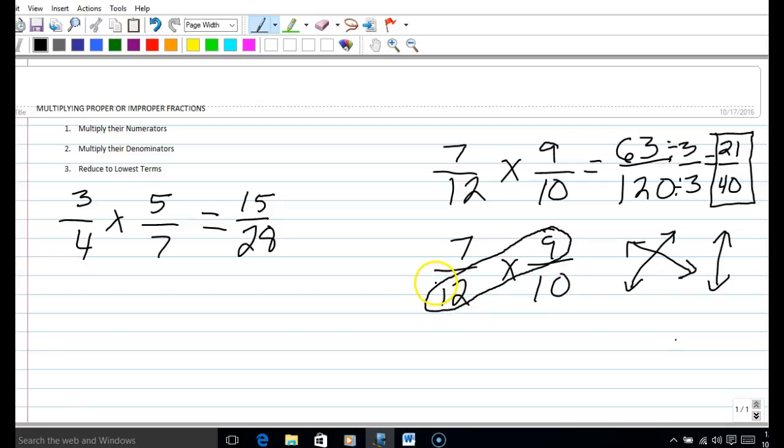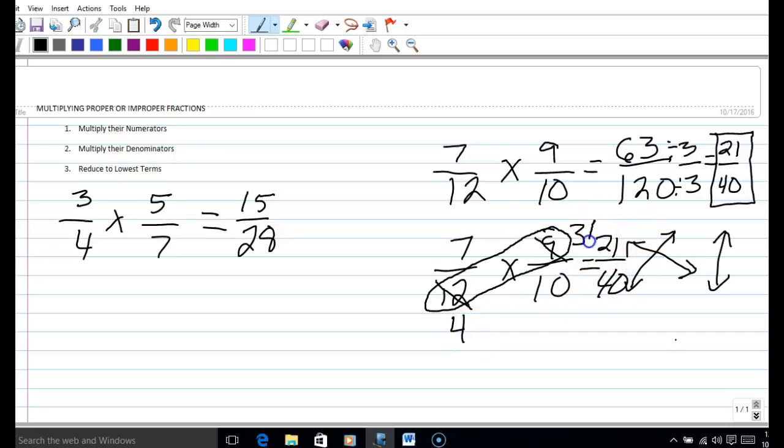So by cancel, what I mean is divide a common factor out of each of these two terms. 12 and 9 contain a common factor of 3. So I can divide both 12 and 9 by 3. It has to be the same number. That's why we call it a common factor. 12 divided by 3 is 4, and 9 divided by 3 is 3. Now I'll multiply the remaining numbers. Numerator times numerator. 7 times 3 is 21. And denominator times denominator. 4 times 10 is 40.